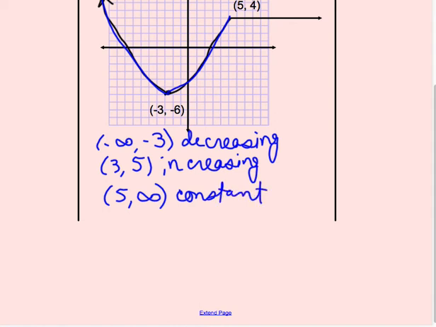This one, we did have the graph change from decreasing to increasing at the point negative 3. So the point negative 3, 6 is our relative minima, or minimum. Minima is the plural of minimum. We have one relative minimum value in this case.